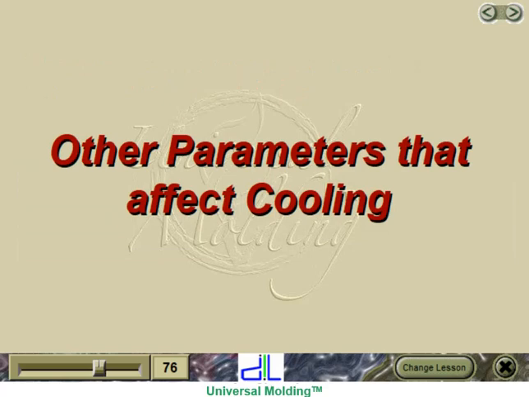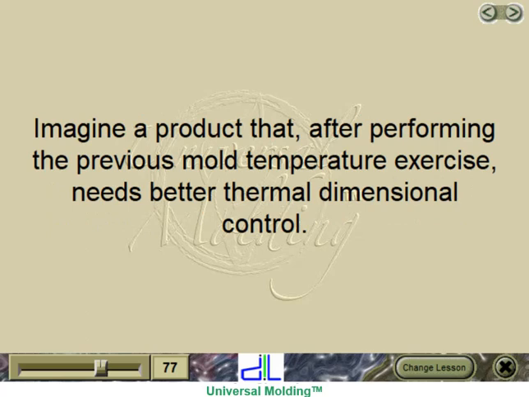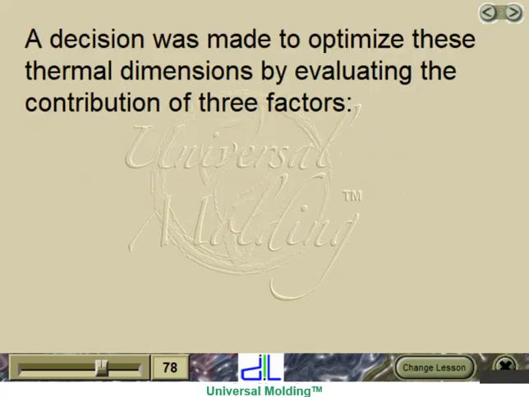Other parameters that affect cooling. Though the cooling stage's control parameters are cooling time and mold temperature, we must recognize that melt temperature contributes as well. Imagine a product that, after performing the previous mold temperature exercise, needs better thermal dimensional control. A decision was made to optimize these thermal dimensions by evaluating the contribution of three factors.